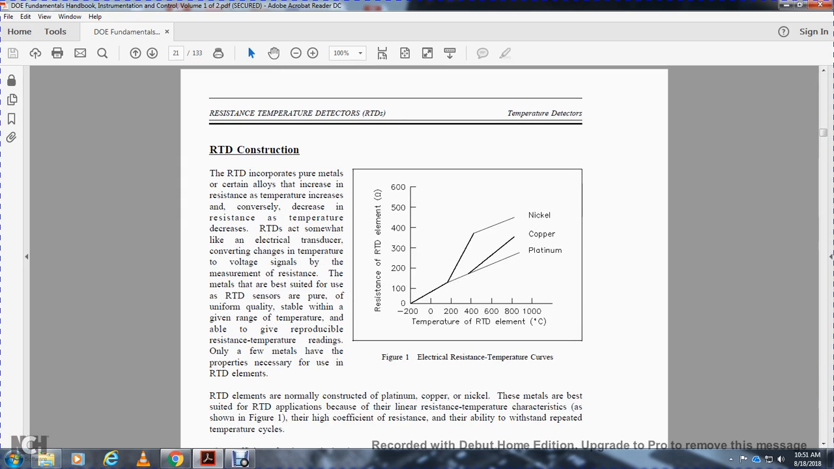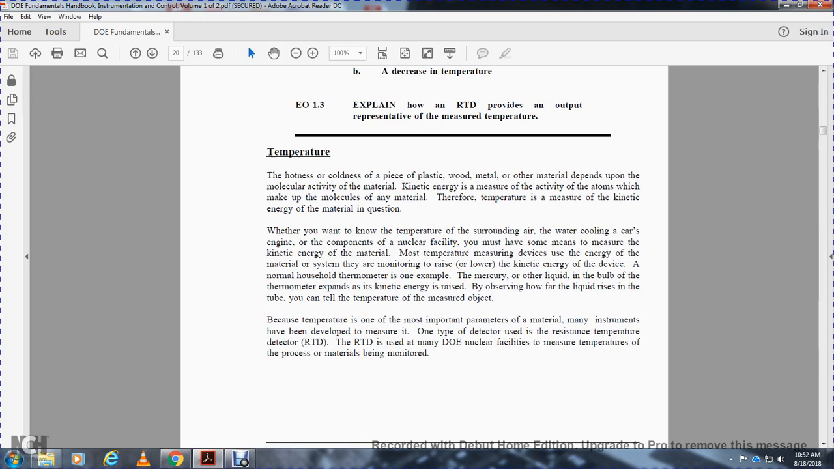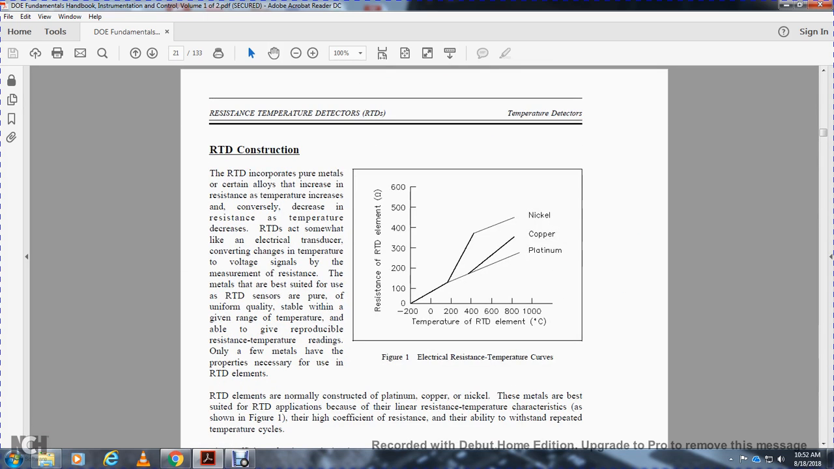The resistance temperature detector acts somewhat like an electrical transducer, converting the change in temperature into a voltage signal by the measurement of the resistance of the metal. RTD sensors are pure, with uniformity, quality, and stability. Given a range of temperature, they are able to give a reproducible resistance temperature reading.